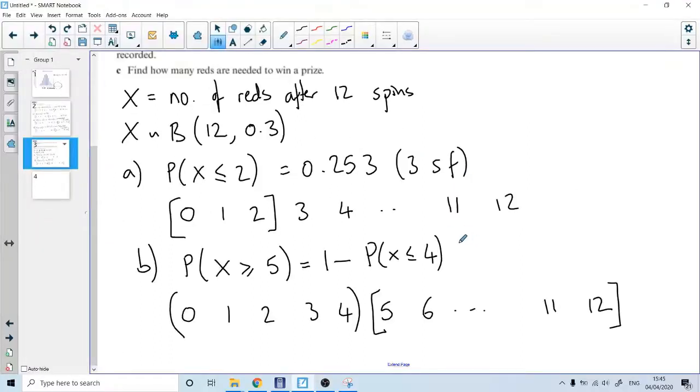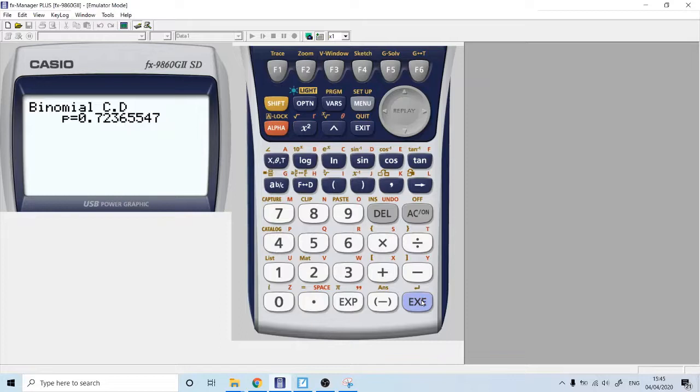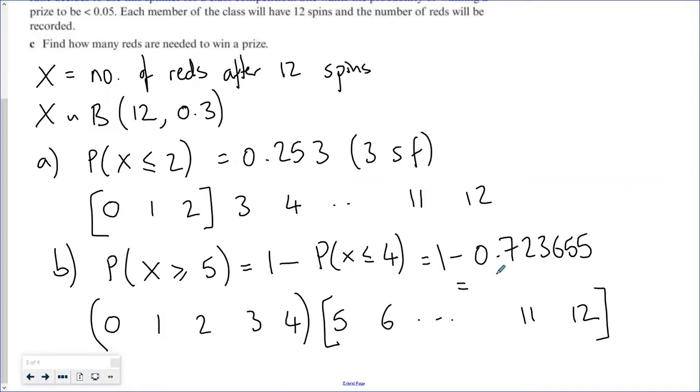So let's go to our calculators and we want probabilities from 0 up to 4. So I'm just going to change X to 4 and we get that probability there. And remember to use the long version of this. And if we calculate that, we get 0.276 to 3 sig fig.